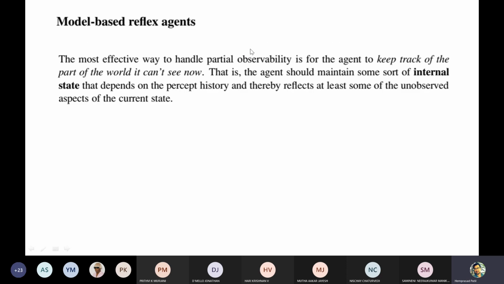This is the functional representation of the simple reflex agent. Then the model-based reflex agent. The most effective way to handle partial observability is for the agent to keep track of the part of the world it cannot see now. That is, the agent should maintain some sort of internal state, like some part it observed earlier. So it will save that state, and it becomes the perceived history, the model of the previous state. Then, using that model as well as the present state, it will decide what is to be done right now. So the agent should maintain some sort of internal state that depends on perceived history and thereby reflects at least some of the unobserved aspects of the current state.